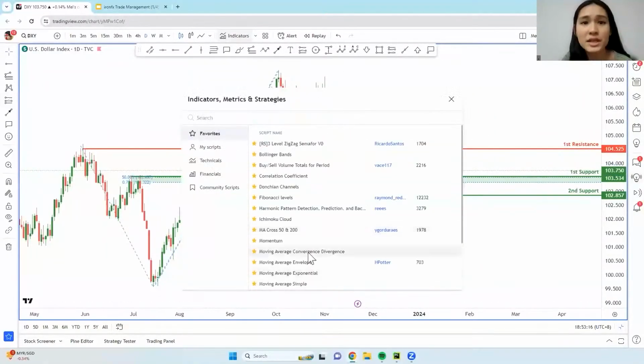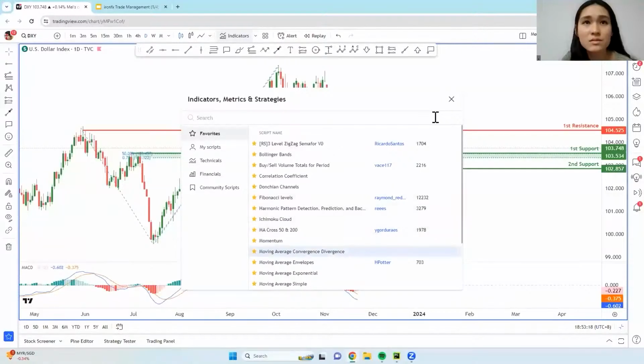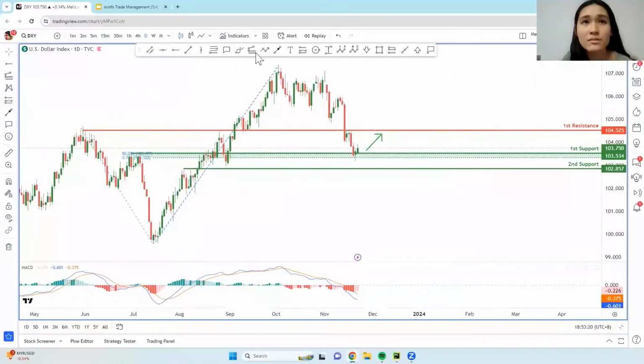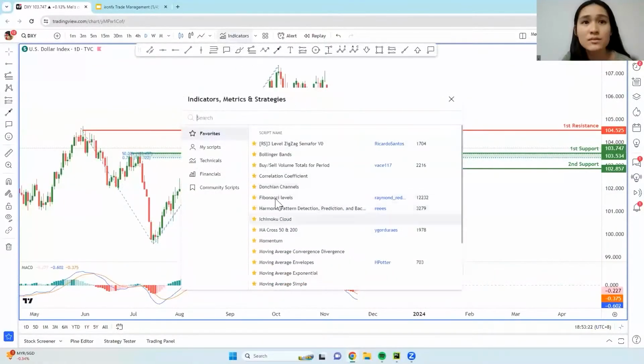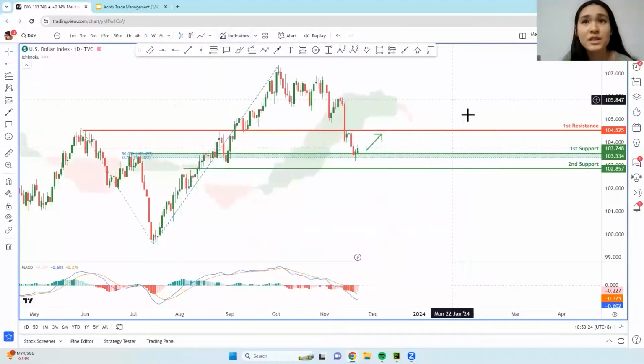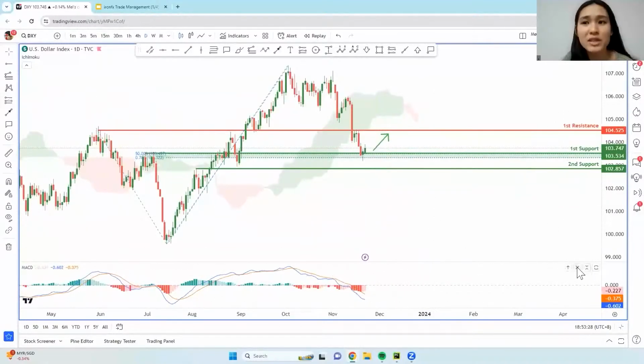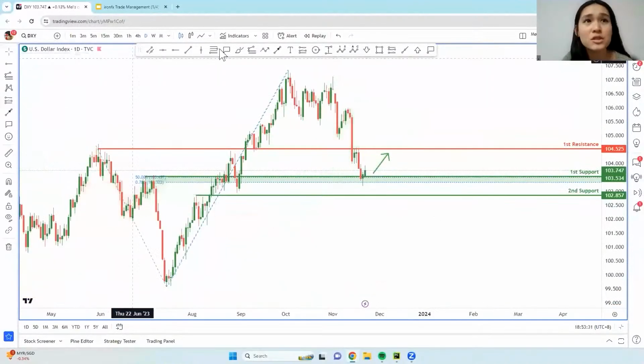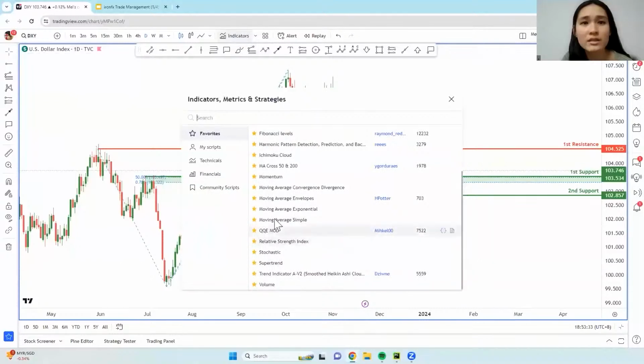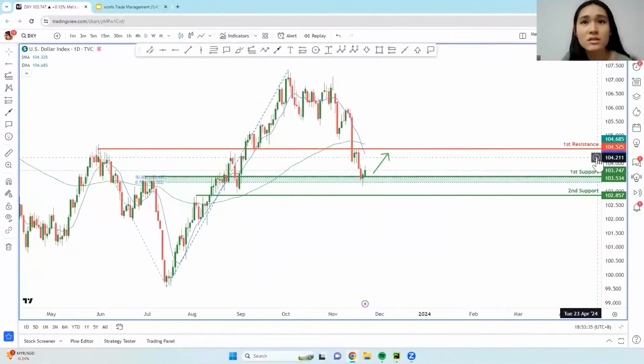Let's look at some indicators. It's pretty bearish on both MACD and Ichimoku. Let's look at, okay, pretty bearish as well.